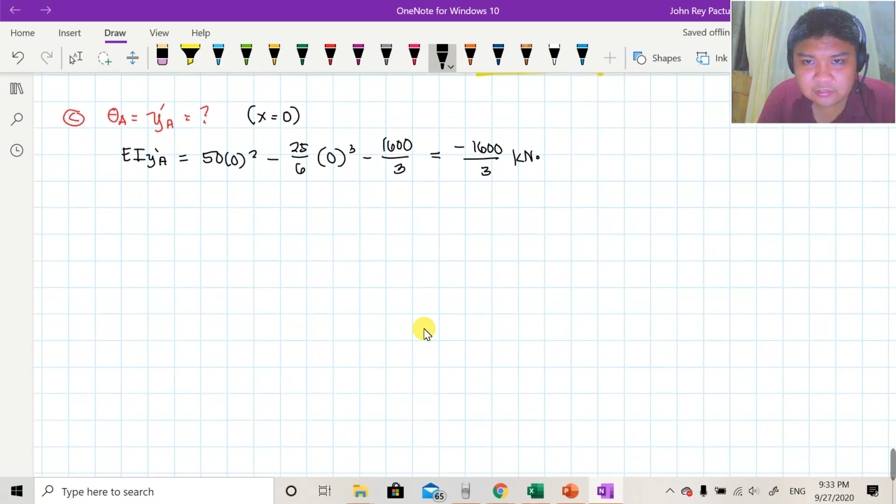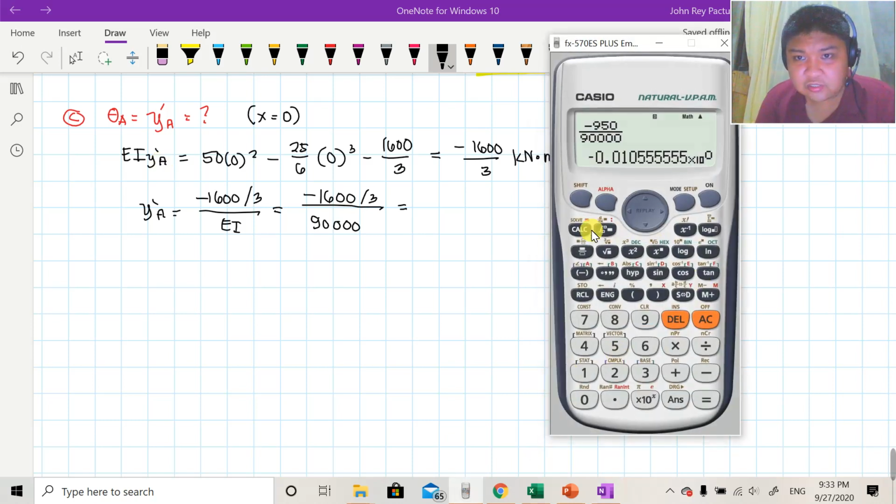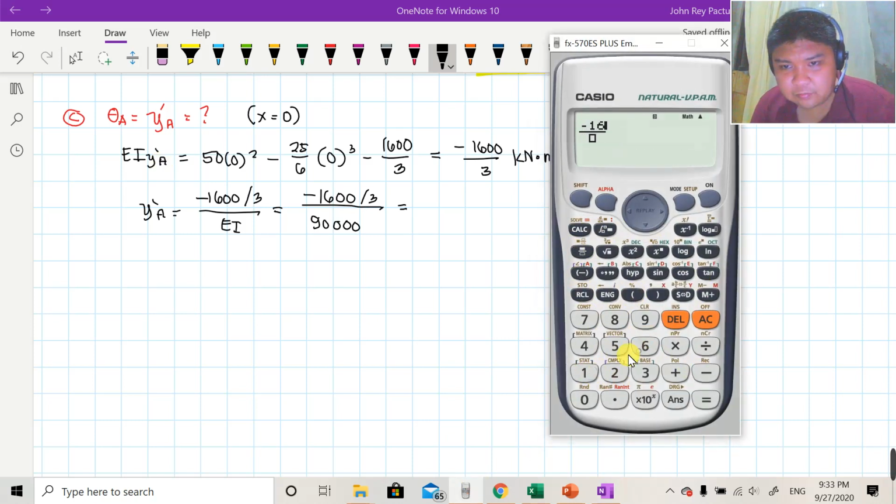You take note the unit, it must be kilonewton meter squared kasi slope pa siya. And yun na nga, ang y prime A natin is equal to negative 1,600 over 3. Hindi ko na ilalagay class yung unit kasi ganon din naman ang mangyayari. Take note the value of EI as 90,000 sa previous discussion, di ba? So, negative 1,600 over 3, divide mo lang ng 90,000. So, ang sagot natin ay negative 0.00593.